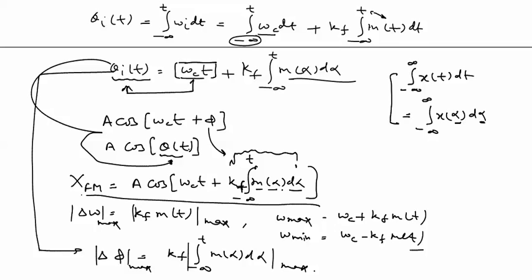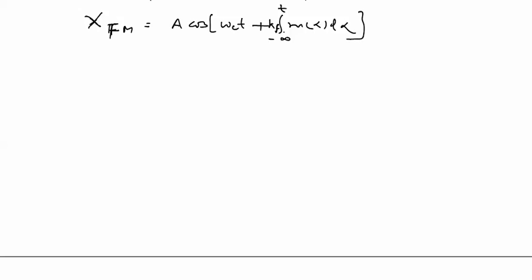The expression of the FM waveform comes from putting in the instantaneous angle value. I rewrite this expression: XFM equals a cos of omega ct plus kf times the integral from minus infinity to t of m alpha d alpha. Now it is completed. This is the FM expression as per definition.